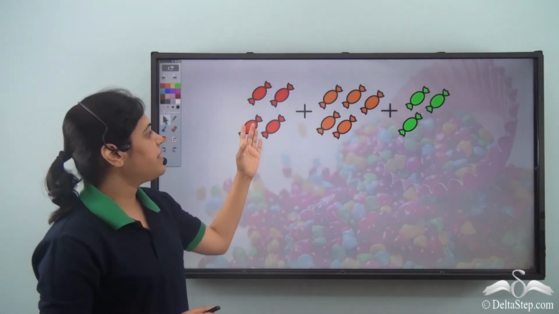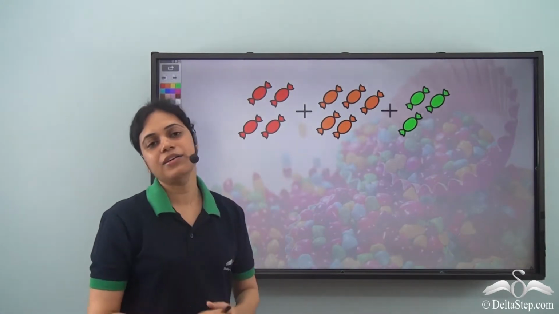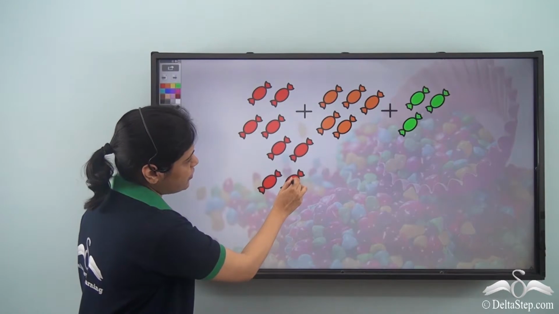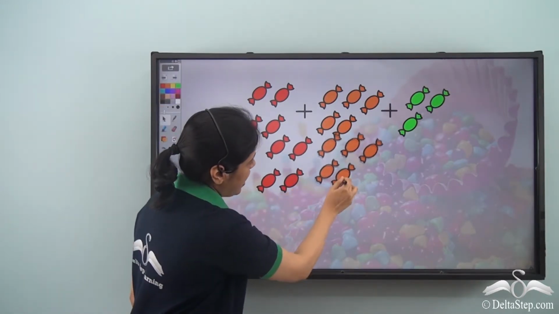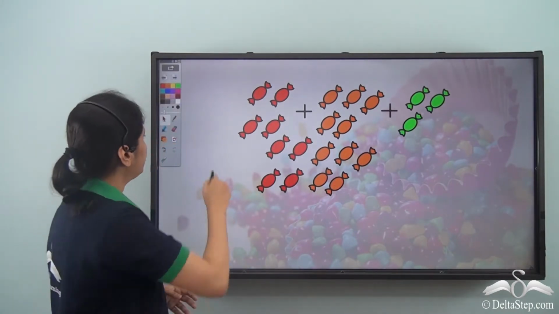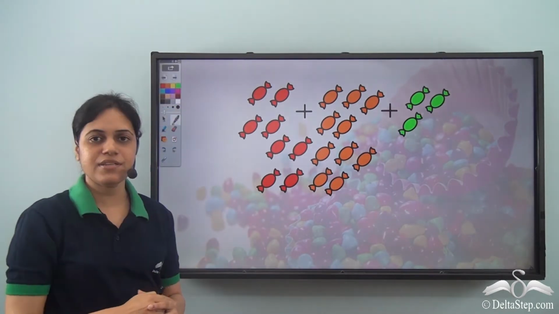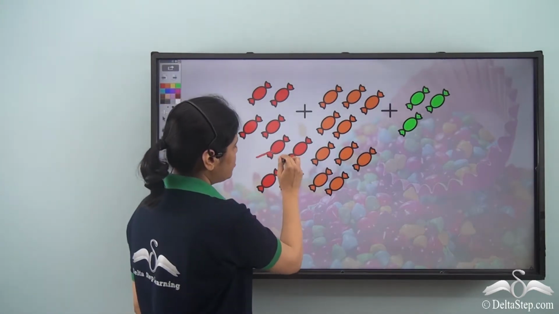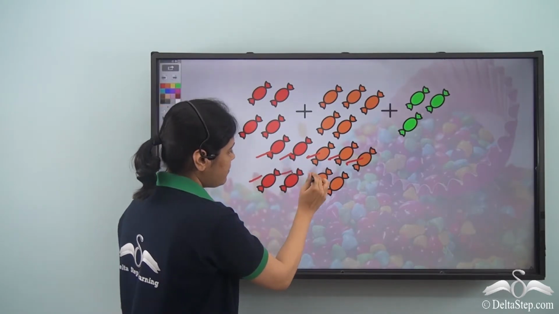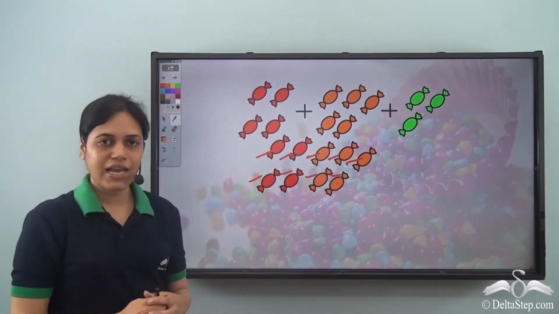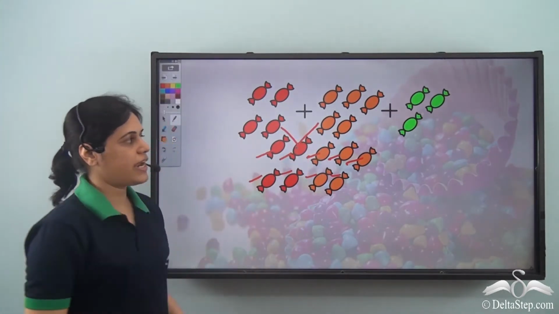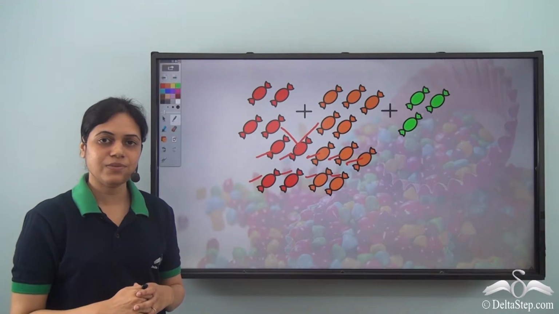So first, let me add the red candies and the orange candies. So I'll bring together the red candies and the orange candies, and let's count how many candies are here. 1, 2, 3, 4, 5, 6, 7, 8, 9 candies. So by putting together red and orange candies, we get 9 candies.